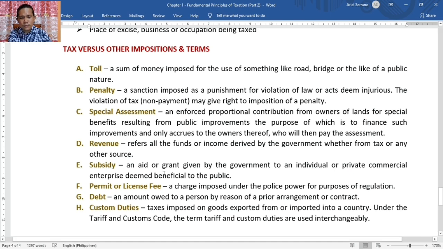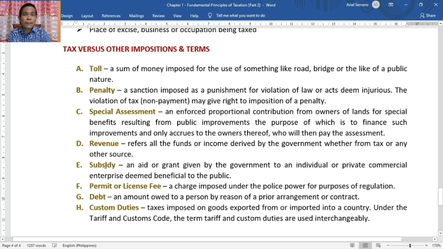Now, yung revenue, pag sinabi kasi nating revenue as compared doon sa tax, pag revenue, it refers to all of the funds that the government collects, kung saan nakapabilang yung tax. Meron pa namang ibang mga impositions, may mga ibang mga charges na nakokolekta yung gobyerno. So, pag pinagsama natin yung lahat, that is called the revenue, whether from tax or any other sources.